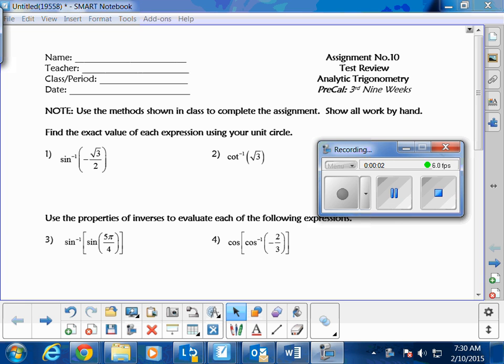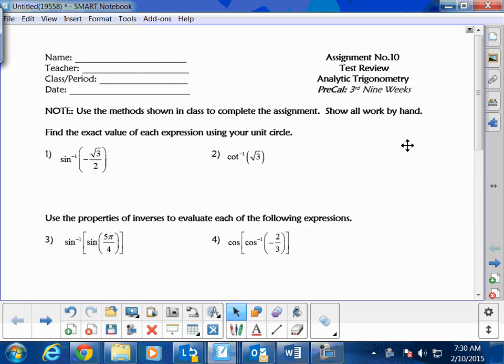Good day, class. We're going to go over our test review right before taking this test. It has to do with trigonometric identities and also with inverses of trig identities. Now, let's go ahead and get started.